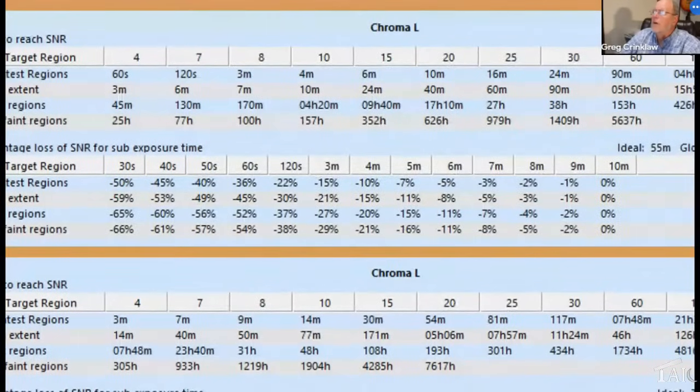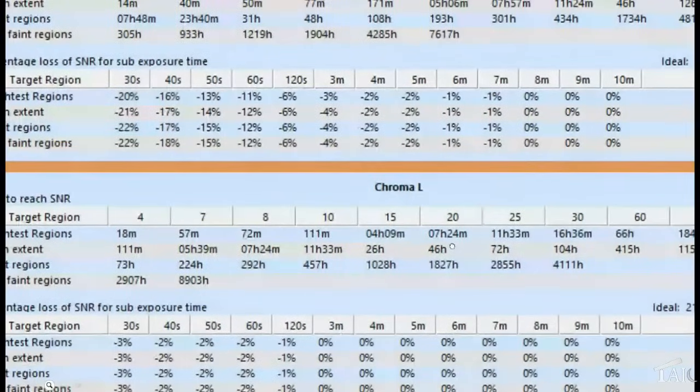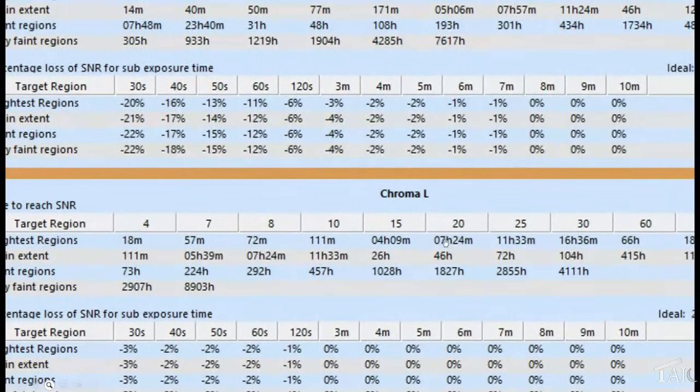I'll compare a signal noise ratio of 20 in the brightest regions. At a dark site, it's going to take 10 minutes. The only thing I changed was the sky brightness, and it's now going to take significantly longer, 54 minutes. And here at Bortle 9, which is admittedly very extreme, it's going to take 7 hours.